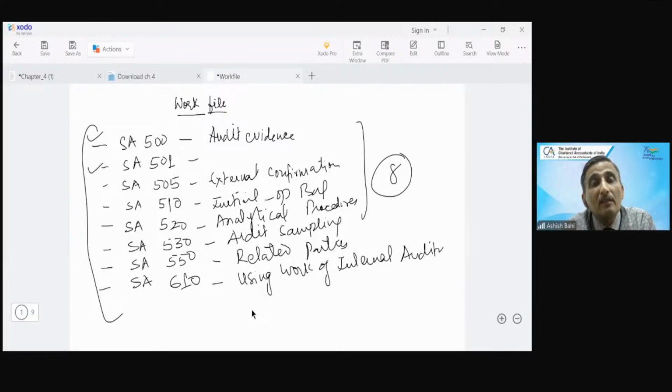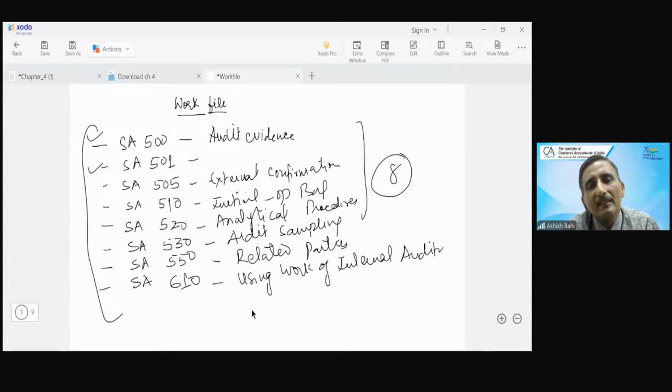Like, suppose, internal control manuals. These are examples of non-accounting records. Or you can say minute books. So these also give information. So information from any of the records, be it an accounting record or any other record, falls within the meaning of audit evidence. Clear?